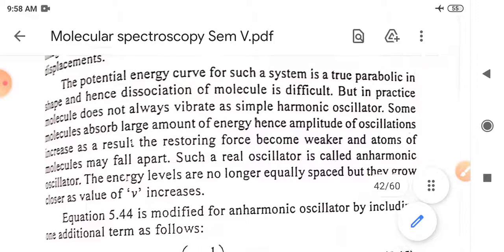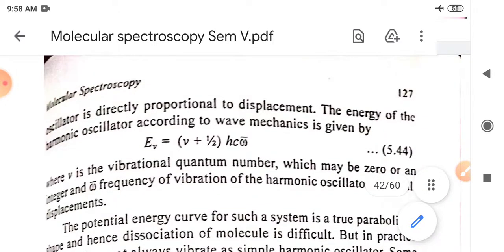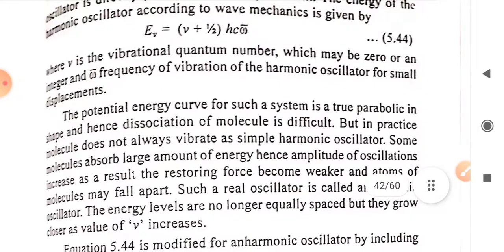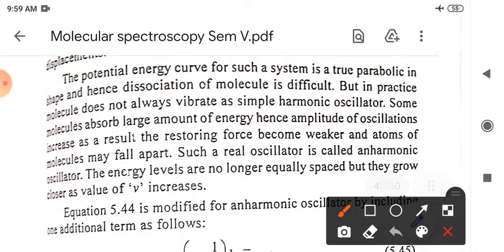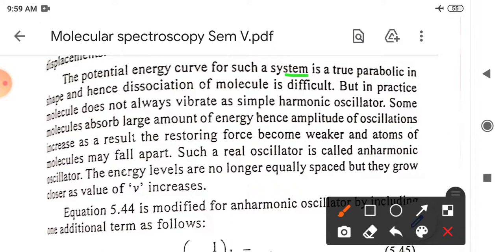So in order to consider such real molecules, we have to consider the important case, that is the anharmonic oscillator. Now we will directly see how the anharmonic oscillator can be incorporated into the harmonic oscillator. The potential energy curve for the harmonic system is truly parabolic in nature, and hence dissociation of the molecule is difficult in the case of the harmonic oscillator.